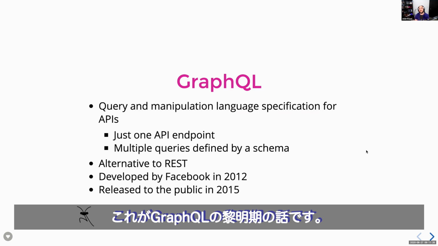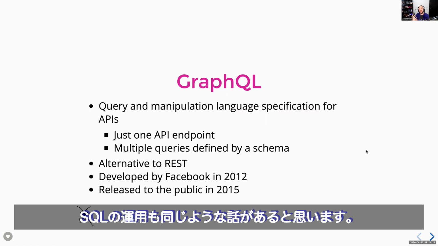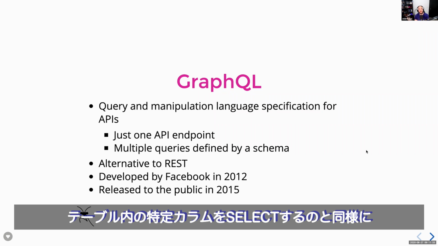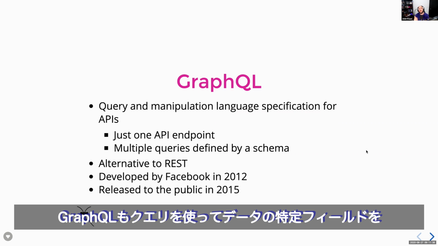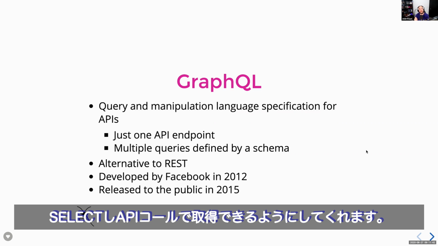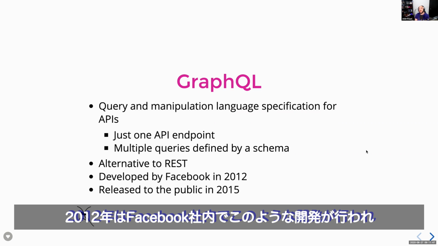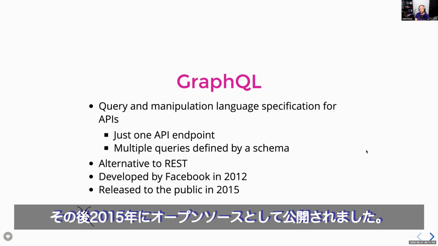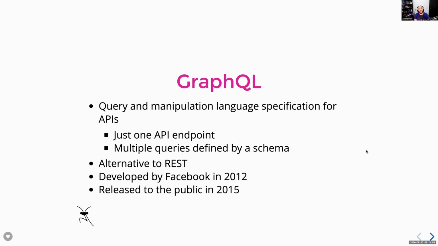It is similar to when you are running an SQL operation and you are just selecting certain specific columns from a table. GraphQL allows you to do the same by using a query, selecting the specific fields you need from the data that the query is returning, and getting that data from the API call. It was developed by Facebook internally in 2012, and they saw the opportunity to release this technology as open source, and it was released to the public in 2015.